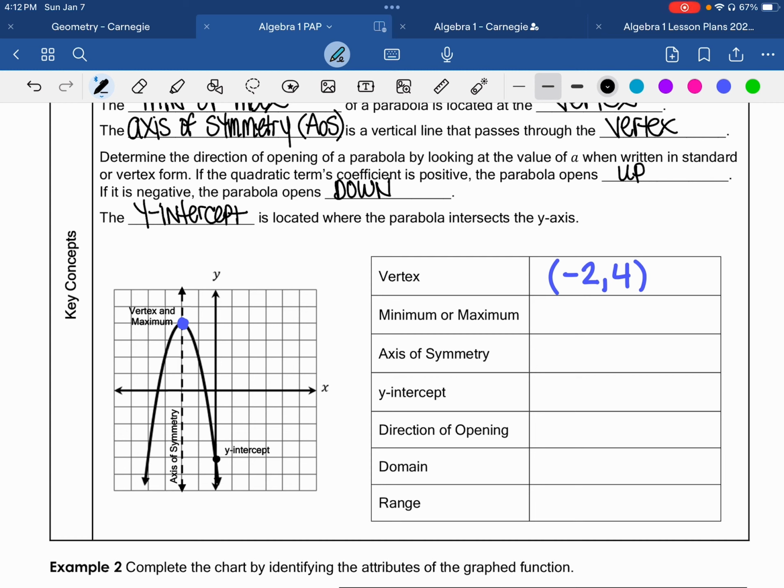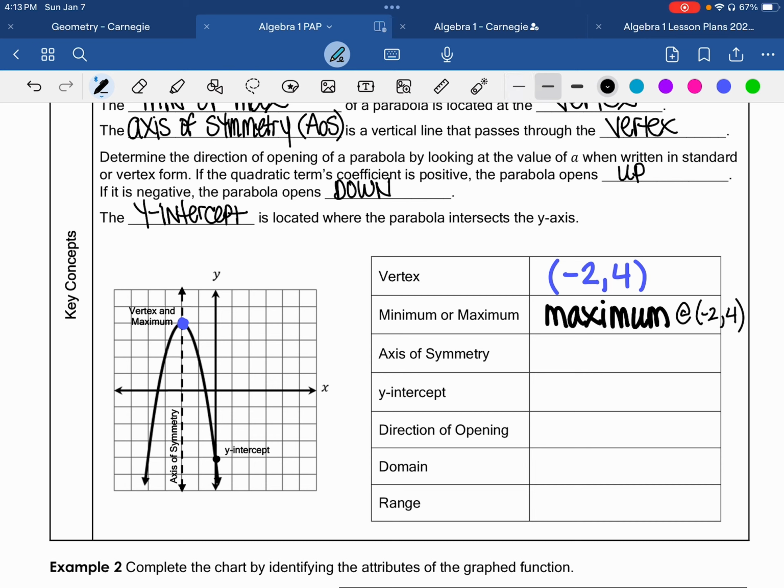Depending on if that point, my vertex, is the highest point on my graph or the lowest point on my graph, determines if I have a min or a max. It is the highest, so I do have a maximum. And I have a maximum at the point -2, 4. The maximum is at my vertex.